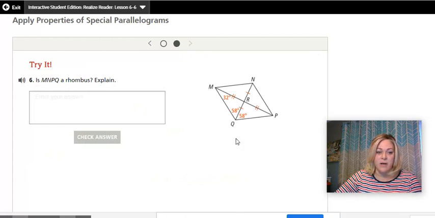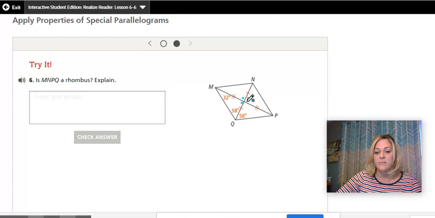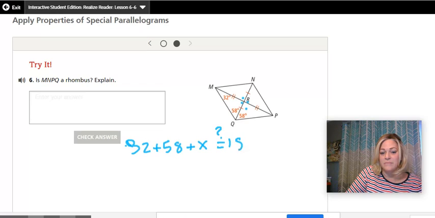Is this a rhombus? So think about it. Think of all the different things. We don't even know if it's a parallelogram. We don't know anything. We do know that the diagonals are bisected, but we're not sure if they're congruent. But we do know these measurements. So first of all, if it is a rhombus, each of these angles would have to be 90. I don't know if they are, but I do know that 32 plus 58, and we'll just call it x, plus x, does that equal 180?